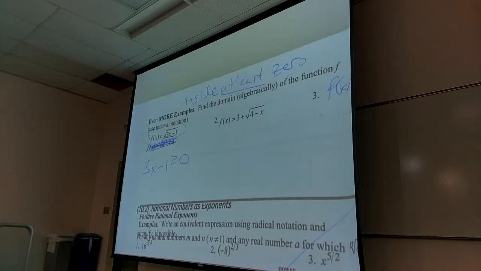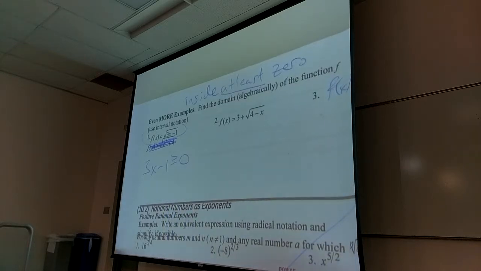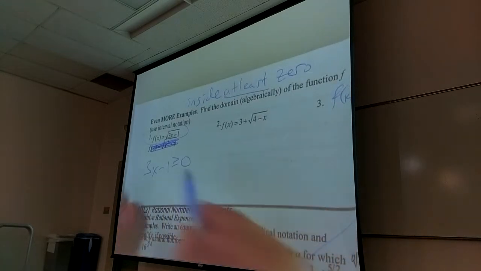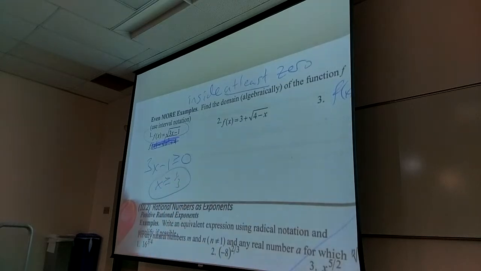And you guys all are cool with it. Of course you are. The inside's got to be at least 0, Jeff. That's what we know about even roots. And then I translate that into Mathish. Now, can I solve this? Yes, of course. It's Mathish now. I can solve this. Add 1, divided by 3. I get x has to be at least 1/3.